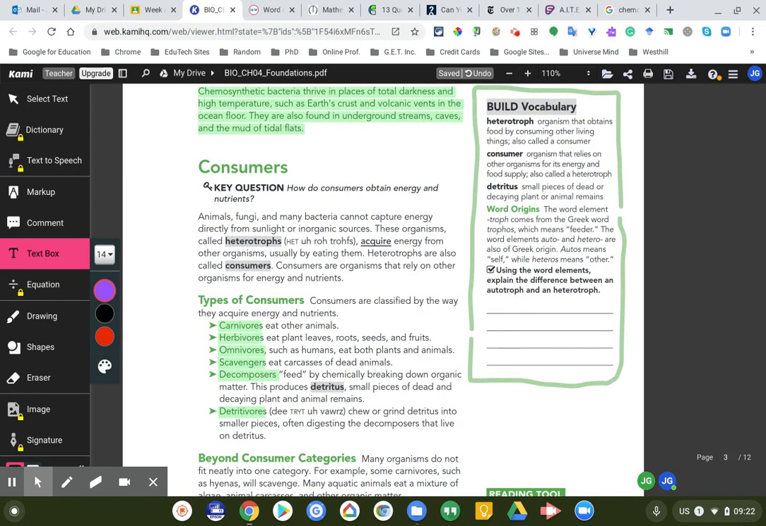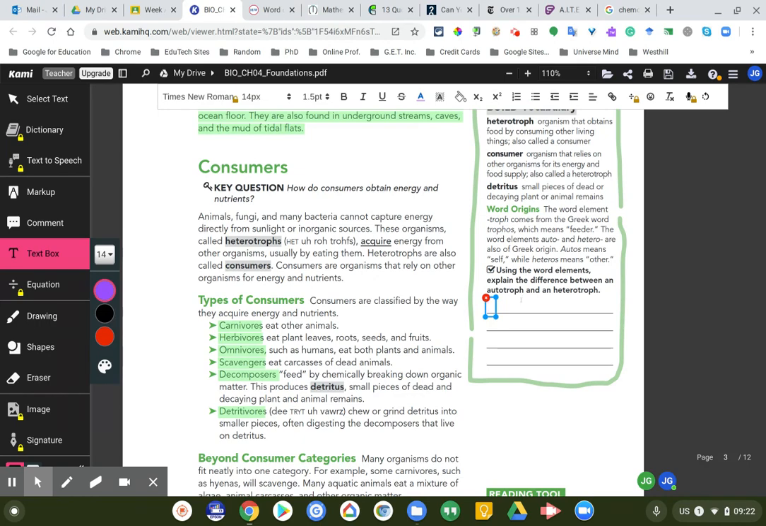Let's keep going down here. Oh, we have a question here. Using the word elements, explain the difference between an autotroph and a heterotroph. I actually have a good answer that I came up with. So the difference between an autotroph and a heterotroph.